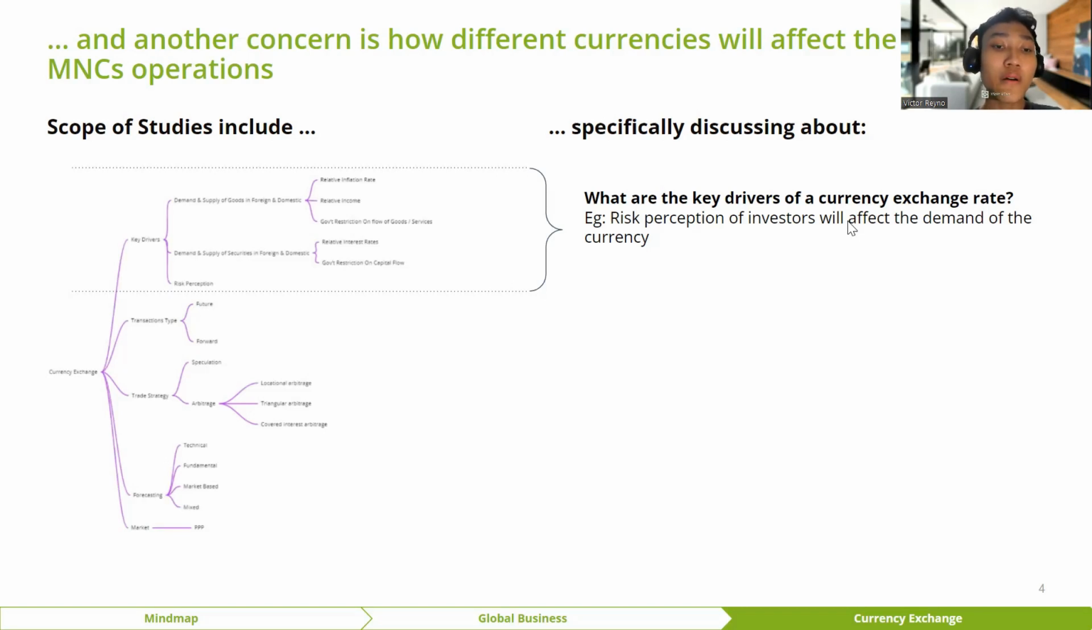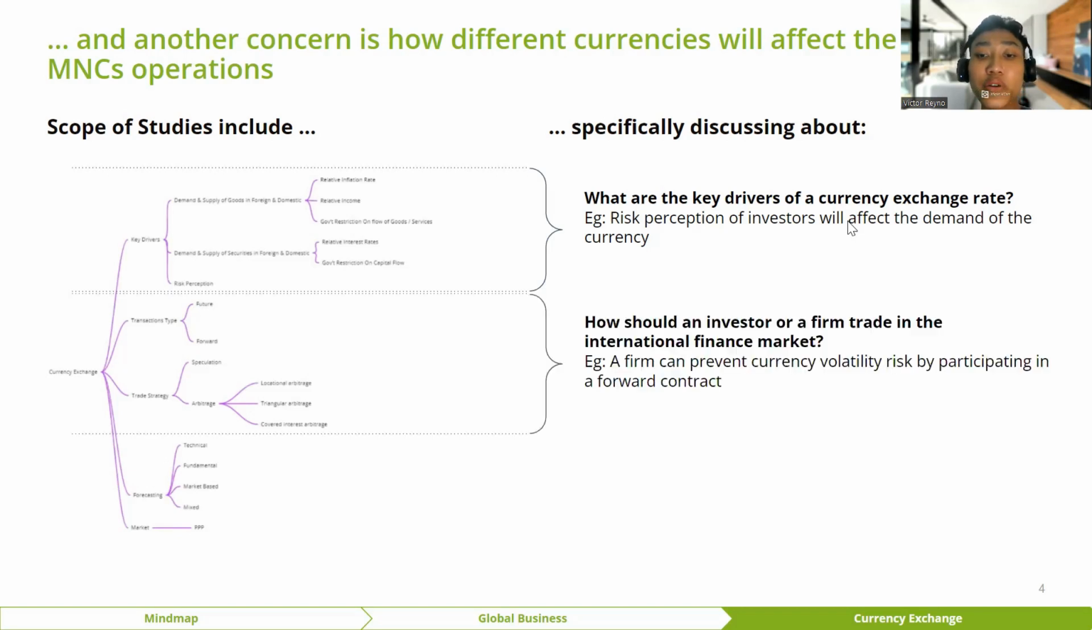The demand and supply of goods in foreign and domestic markets is driven by three key factors. The first one is relative inflation rate. The second one is relative income, and the third one is government restriction on goods and services. Demand and supply of securities in foreign and domestic markets is driven by two things. The first one is relative interest rates, and the second one is government restriction on capital flow.